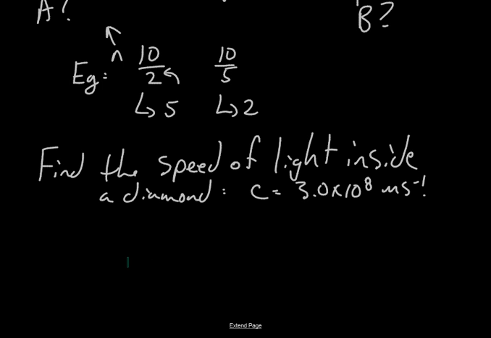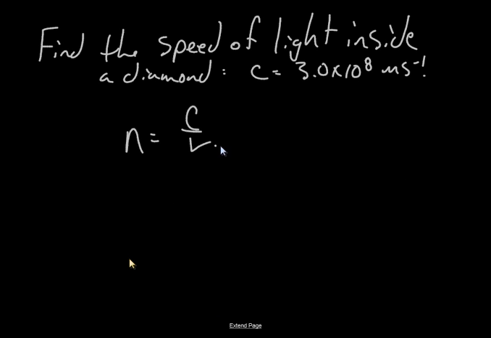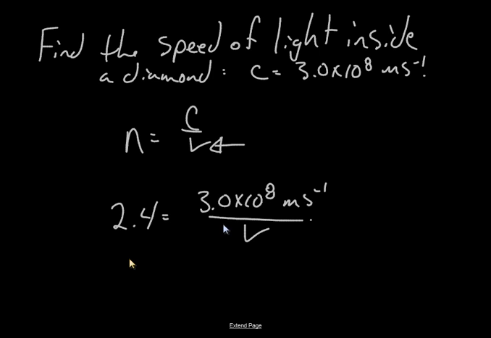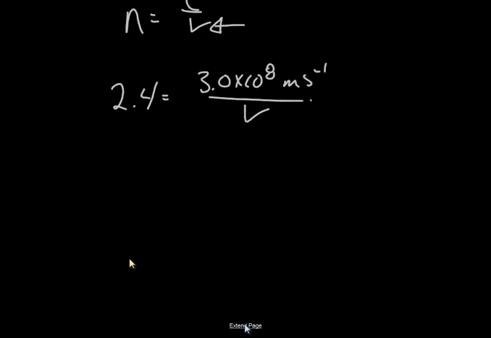So if we know that n equals c over v, what we want to know is the velocity inside diamond in this case. If n is about 2.4, and c is 3.0 times 10 to the 8 meters per second, don't worry, I'm going to rearrange it before I do anything. Now, we like to rearrange formulas before we do anything, so let's see how we go about doing that in case you don't know. First thing is get numbers off the bottom, so multiply both sides by v, so nv equals c.